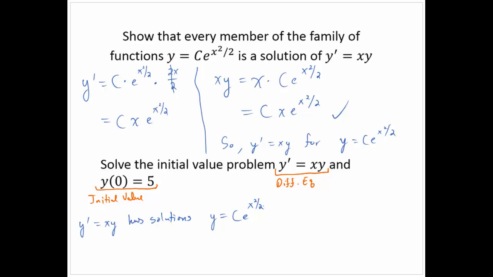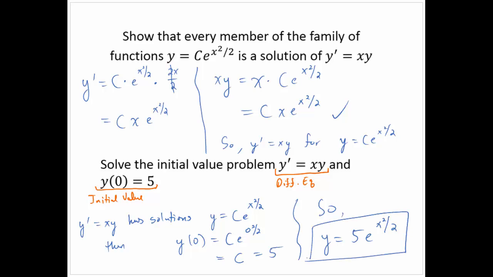All right, so if y is equal to c times e to the x squared over 2, then y of 0 would be c e to the 0 squared over 2. Now e to the 0 is 1, and so that would be equal to c, which must equal 5, because y of 0 is 5. So, solving the initial value problem, we find that y equals 5 e to the x squared over 2 is the solution of the initial value problem.